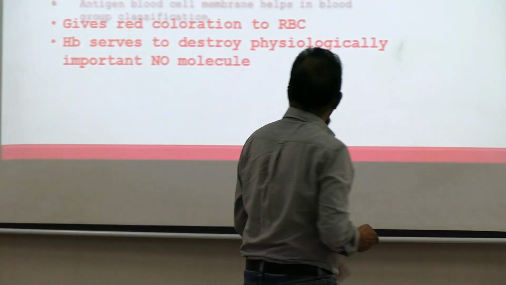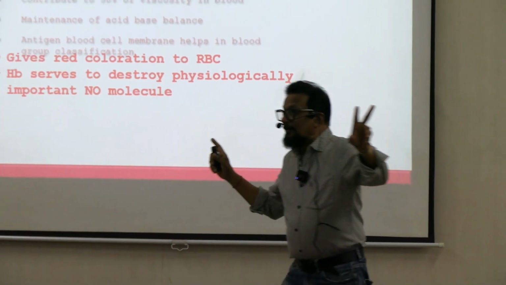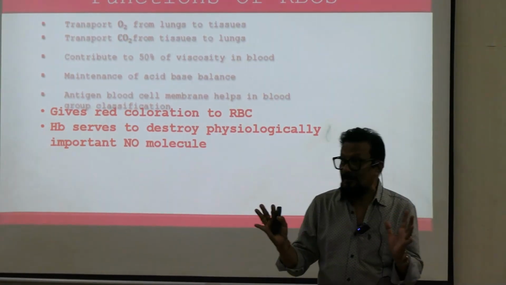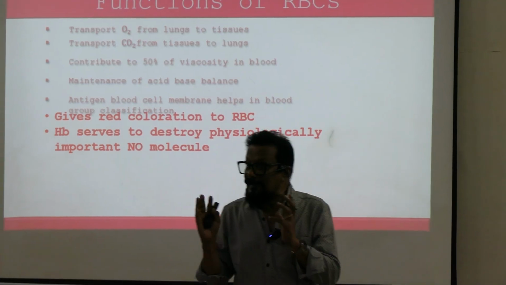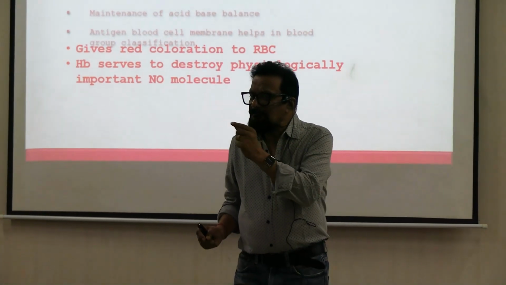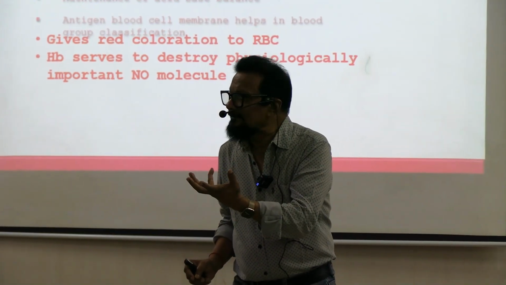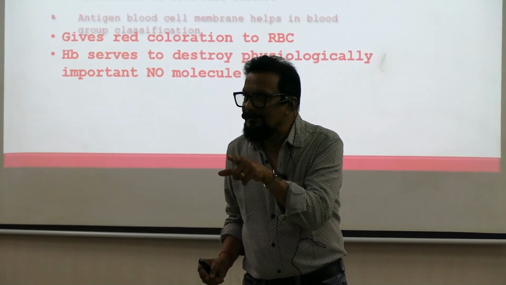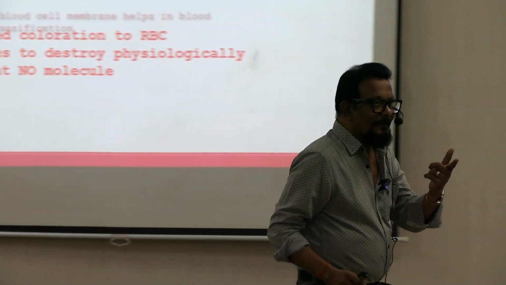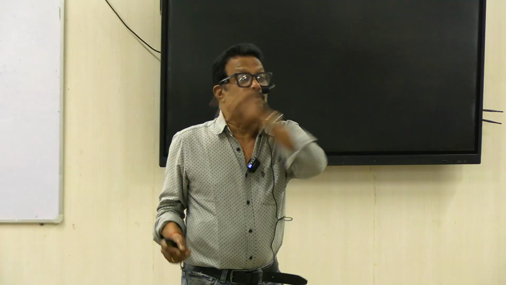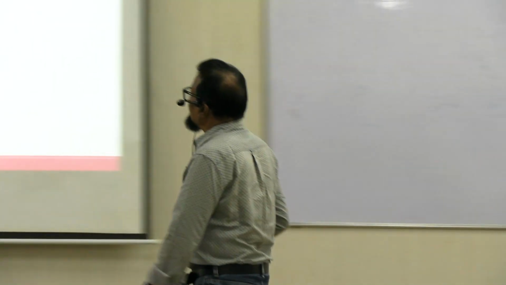Is that clear? Hemoglobin takes a major part of buffering. Plasma protein is how much per 100 ml? 6 to 8 gram. Hemoglobin is much more, almost more than double, so its buffering action is much more than the plasma protein. Try to remember this point. Next.